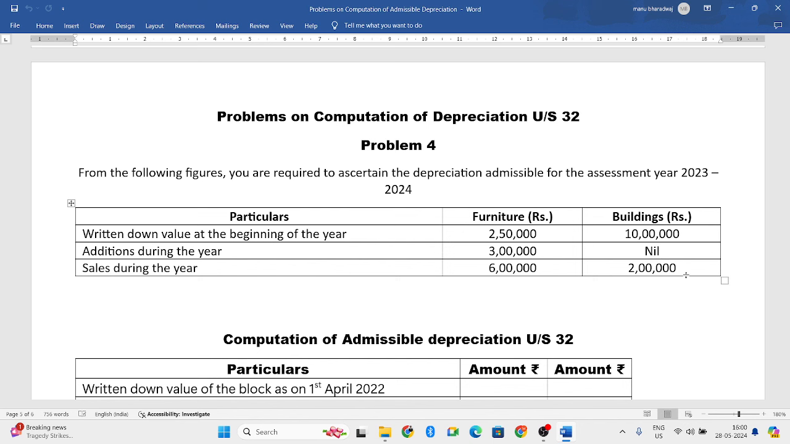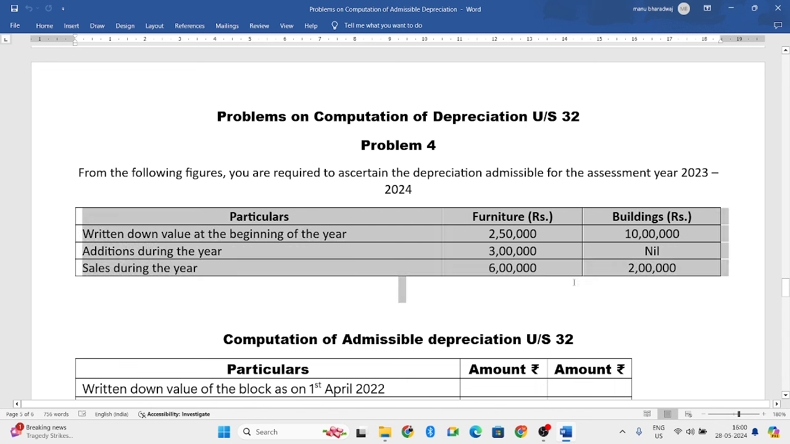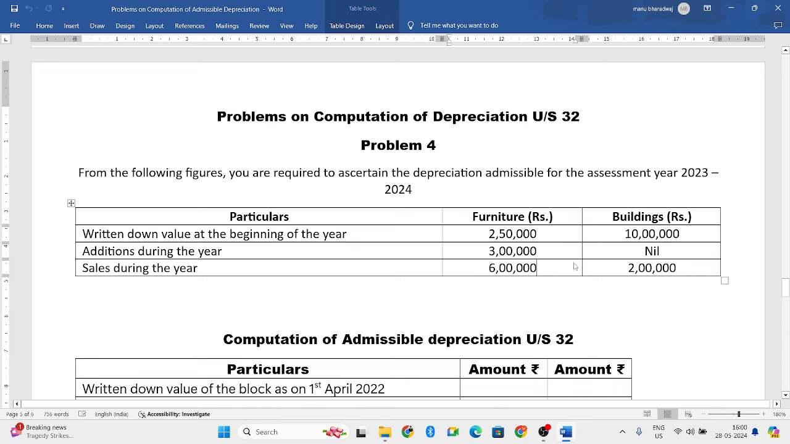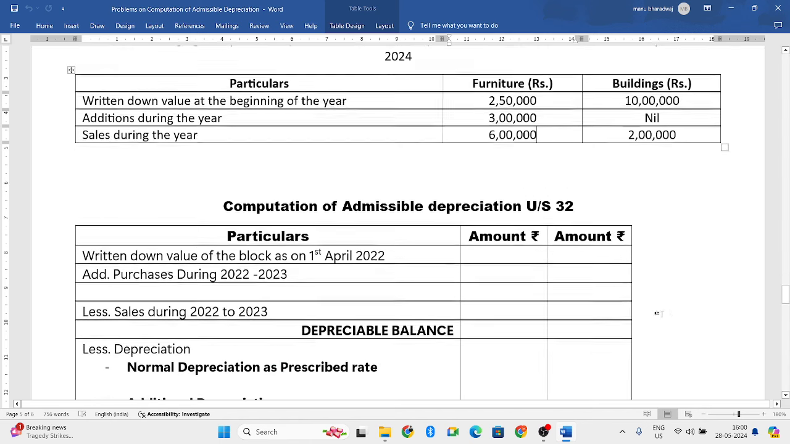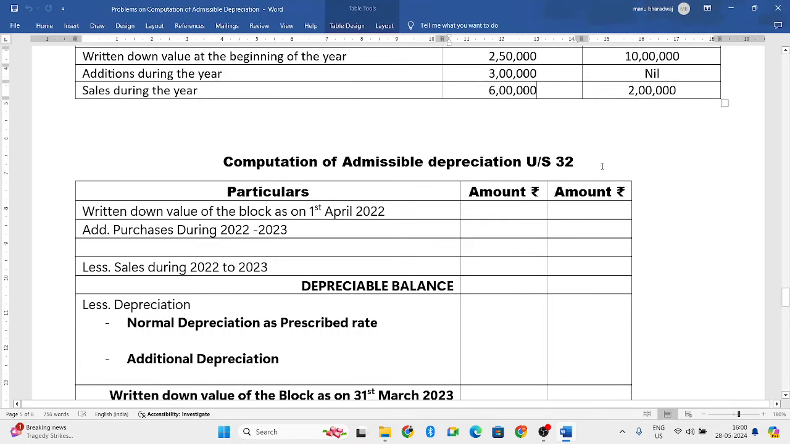So they have given the details of the assets. First they have given particulars, next furniture and building. So there are two blocks here. First you have furniture, and second you have buildings. Two different assets they have given here. And you all know that the rate of depreciation on furniture is 10%, and on building it is also 10%. Both have the same rate, but they are different assets. So now let us try to calculate the solution.